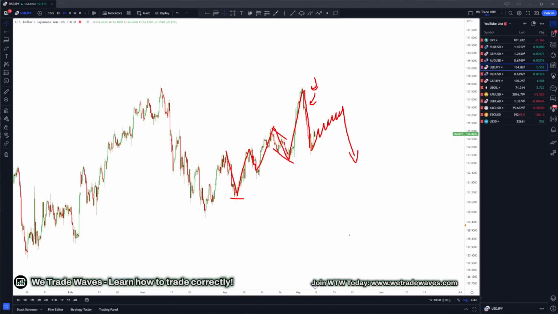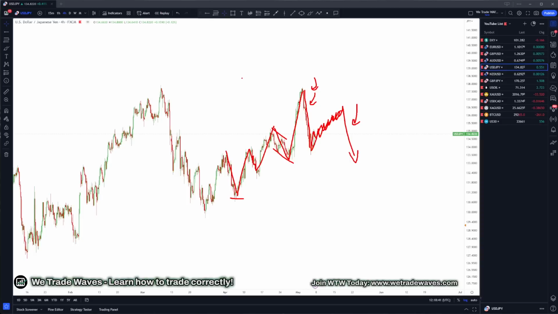Because a structure can be an expanding flat, it can be a running flat. They are not trending mode patterns. So I don't want to confuse you more in this one, but this is the first wave of the next structure. Means wait for market to give you a corrective structure before you look for sell setups again.